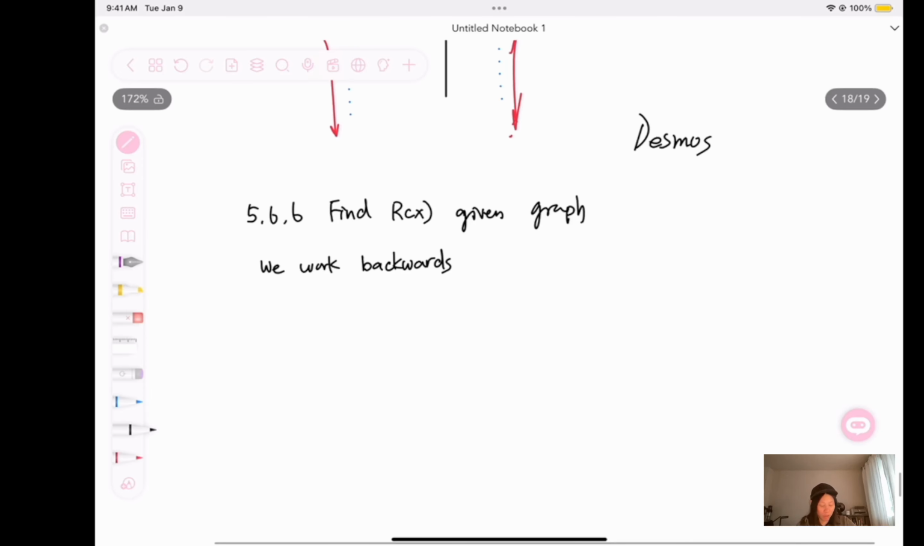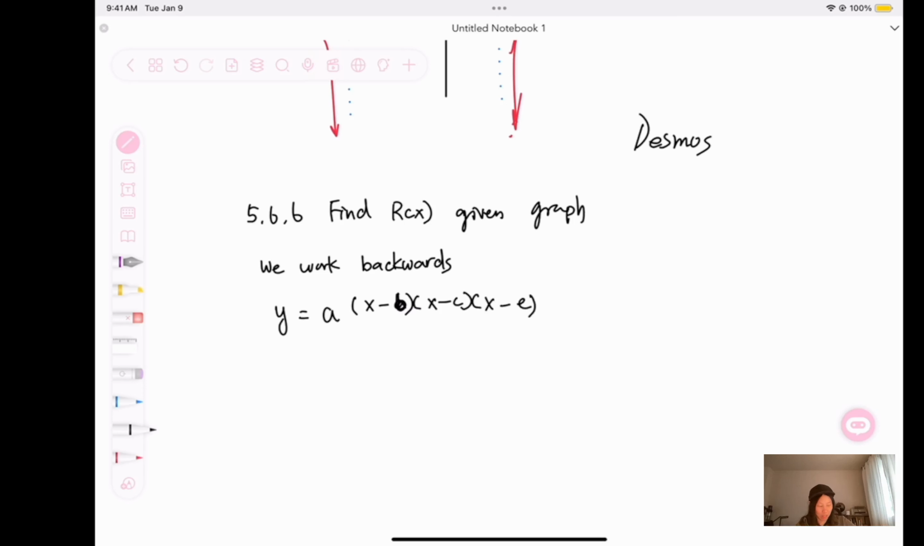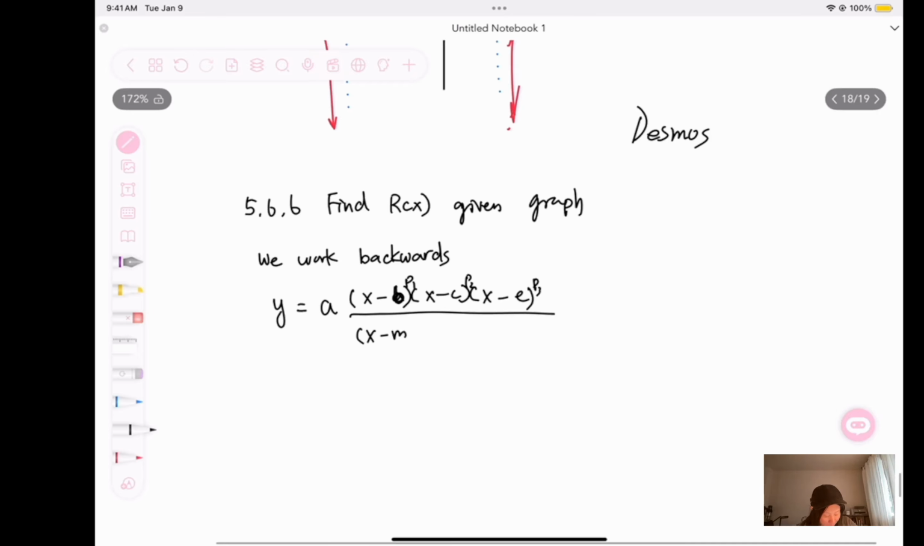The equation should be in the form of a coefficient a, and on the top, x minus b, x minus c would be your factors, and x minus e, I don't know how many, with some powers. It can be 1, 2, 3, 4, 5, 6, 7, so that's why I use P1, P2, P3. In the bottom, we have different factors, such as x minus m, with a different multiplicity for the vertical asymptotes. So you just work this way.